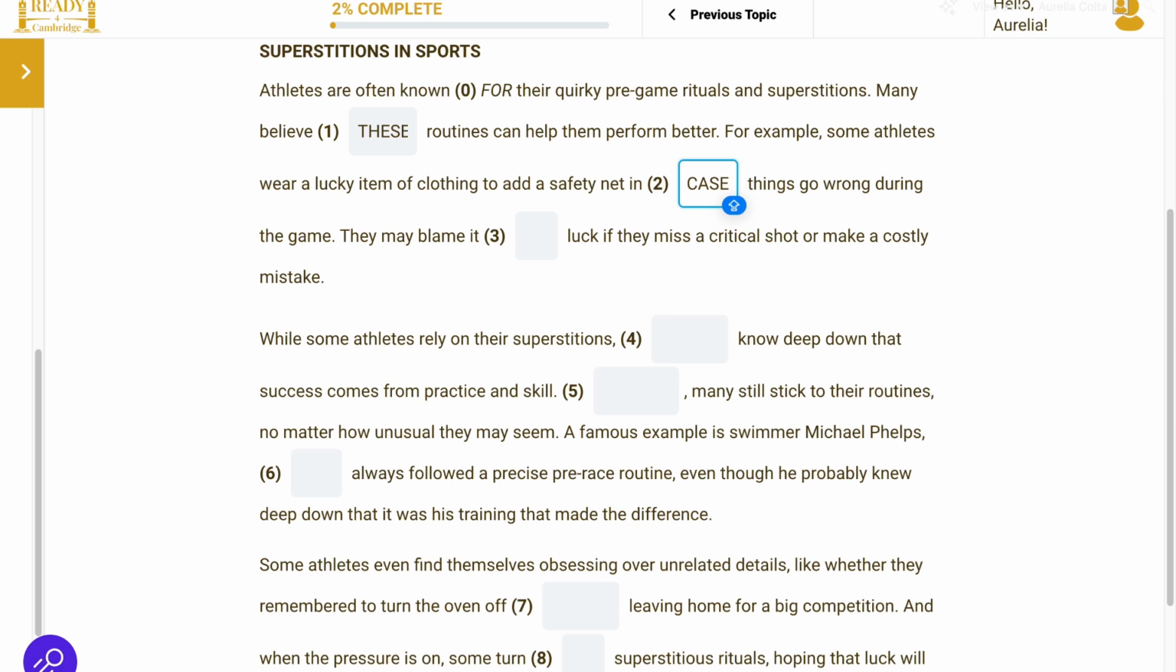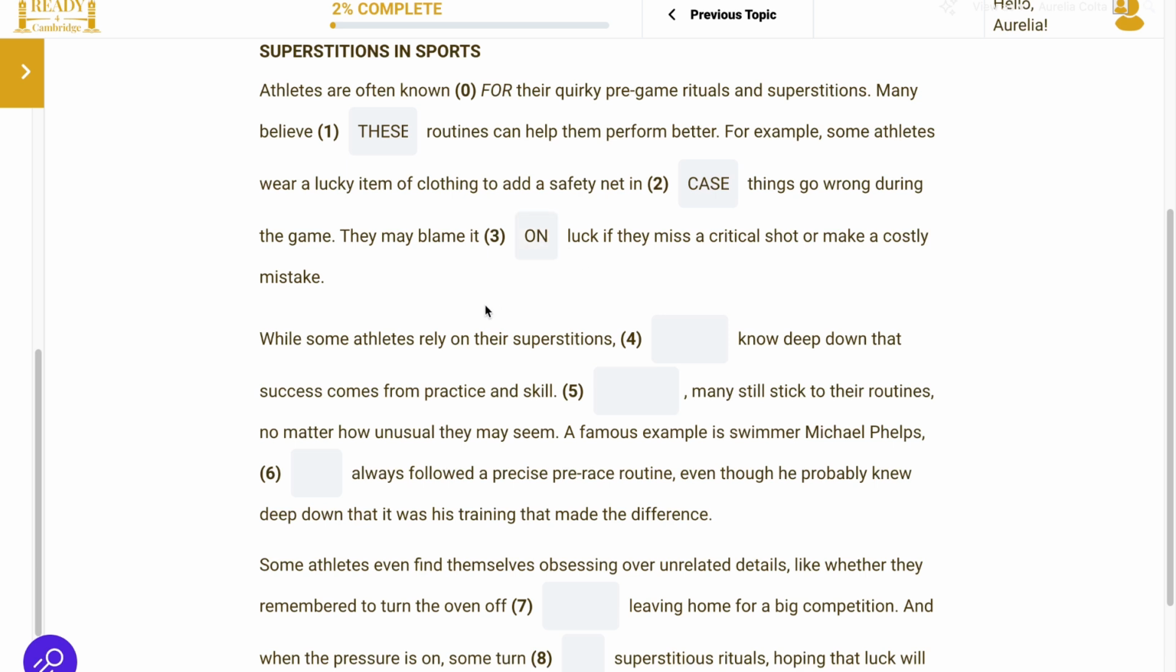Let's move on to the third gap. They blame it on luck if they miss a critical shot or make a costly mistake. The phrase blame it is familiar. There is a missing preposition here. We say blame something on something in English. They may blame it on luck. Yes, on, that's the correct word.